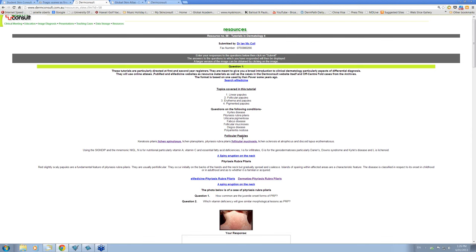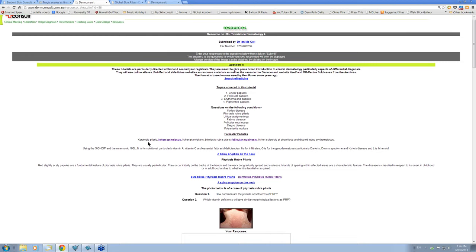Let's look at follicular papules. Probably one of the commonest you're going to see is keratosis pilaris. Now, this is inherited and is autosomal dominant. It's in the outer aspects of the arms, sometimes on the cheeks, sometimes on the thighs or buttocks.